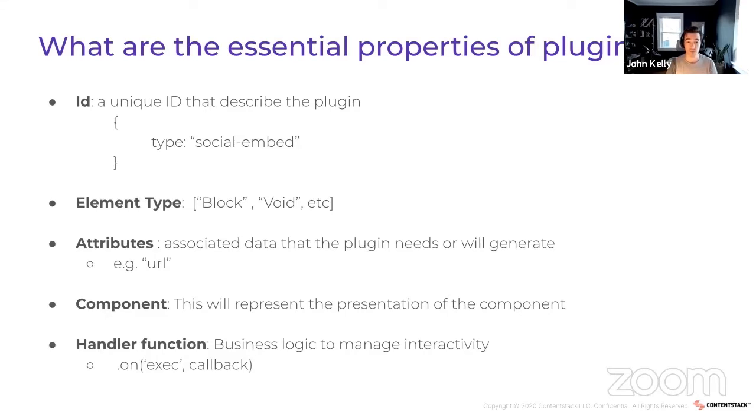We have element types, and we talked about blocks, voids, inline, etc. And then we have attributes. Attributes are data associated with the block itself that the plugin will need or will generate. You can think of things like a URL, for example, or a social embed. It might be font family, font color, or font size if you're trying to create a custom plugin that manages some stylistic attributes. Those are just attributes to the text itself.